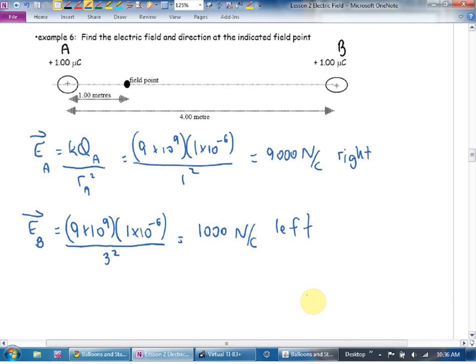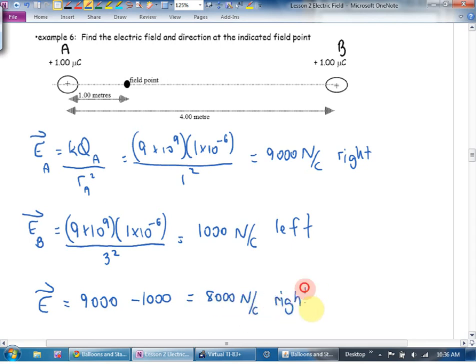Okay, so we're going to say this. The electric field is equal to, and I'll do it this way, 9,000, take away 1,000. What I'm really doing for the vector math is saying, oh, let to the right be negative, or to the left be negative, whatever. I just go bigger minus smaller. Equals 8,000 newtons per coulomb to the right.